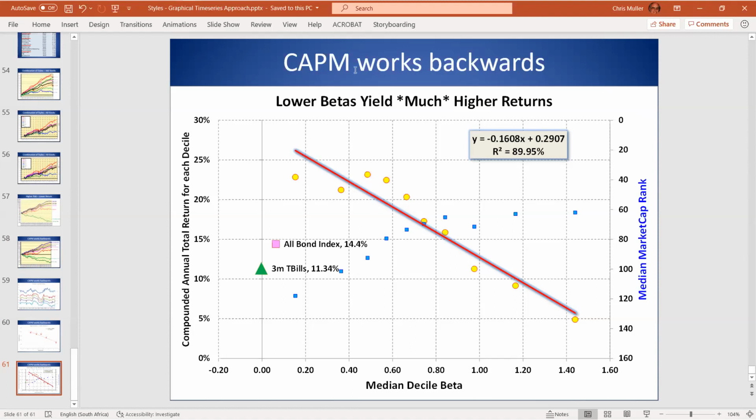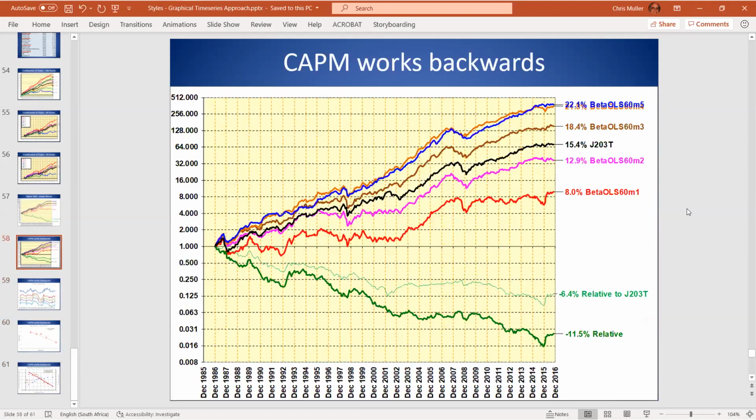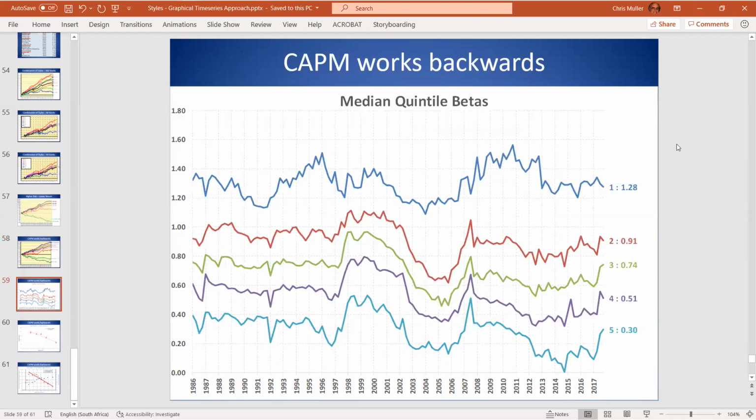CAPM has been shown to work backwards. I've even plotted in here some risk-free type measures. Because CAPM says you should start here, and there should be a line moving up to the top and right. Actually, our line moves from the top left to the bottom right. So I'm showing you this, but we can prove this through styles. And here we've got a style that says if you want good returns, invest in low betas. So bet against beta.